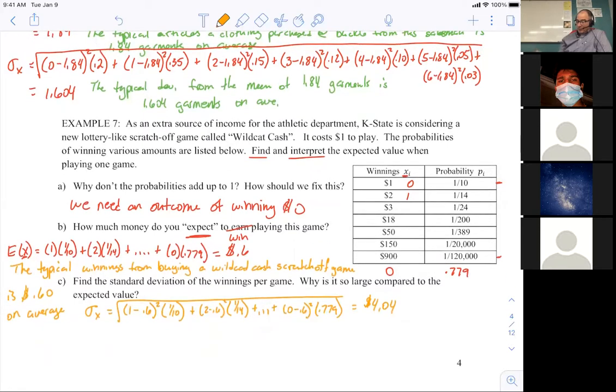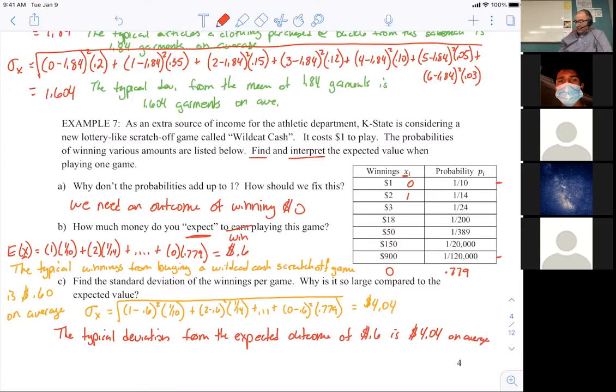So again, they wanted us to interpret that. The typical deviation from the expected outcome of 60 cents is $4.04 on average. Okay, so the typical outcome is about $4 away from that.